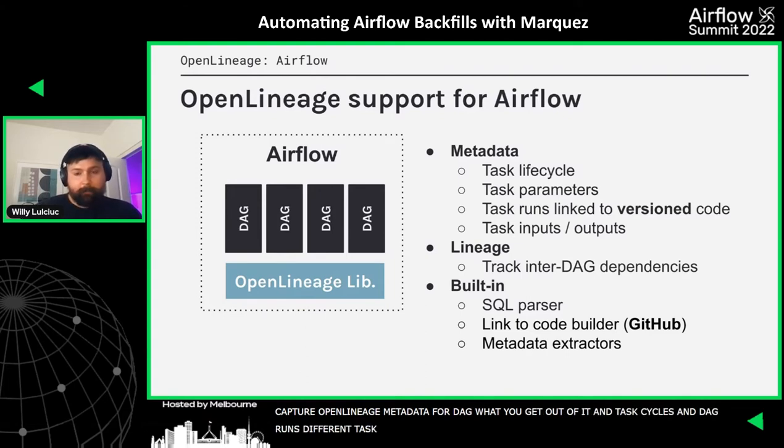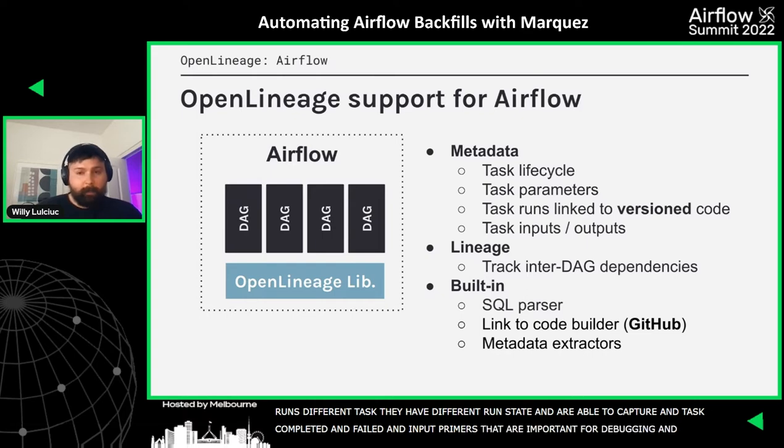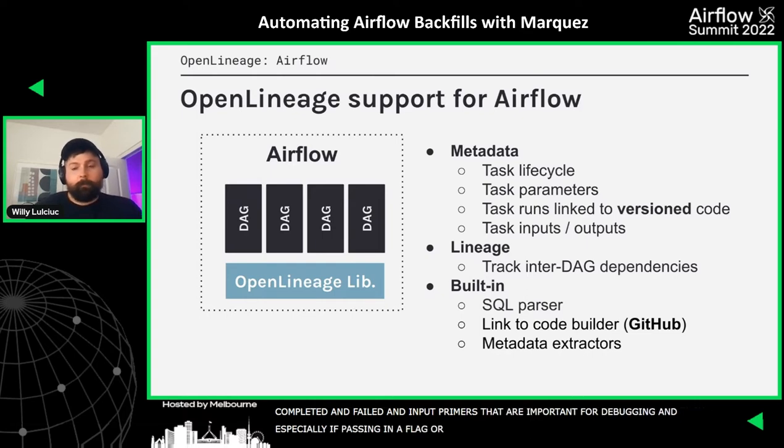So we're able to capture if a task completed, it failed, the input parameters, and those are really important for debugging, especially if you're passing in a flag or there's an email, and maybe there's a set of tasks that are failing for some parameter. It'd be helpful to understand and debug those particular tasks and understand why they're failing for that parameter.